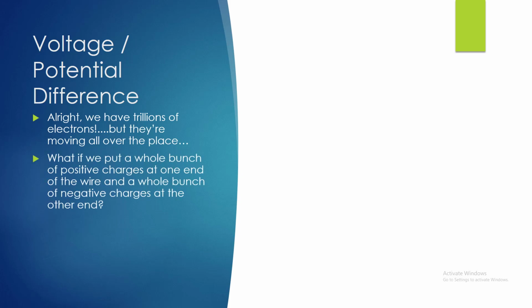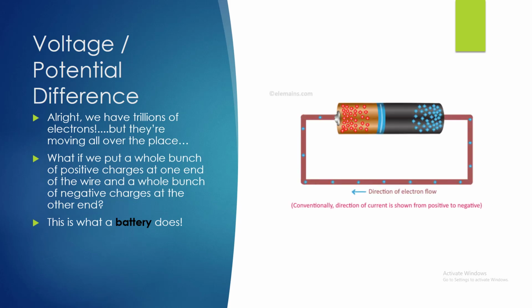But what if we put a whole bunch of positive charges at one end of the wire and a whole bunch of negative charges at the other end? So in the classroom example, this would be like going from fourth period to fifth period because you have lunch fifth period and then everyone is going to the same place. That means it should be, in theory, easier to move through the hallways. Everyone is going in the same direction instead of randomly all over the place. And that's exactly what will happen in a wire when we put positive charges on one side and negative charges on the other. And that is exactly what a battery does.